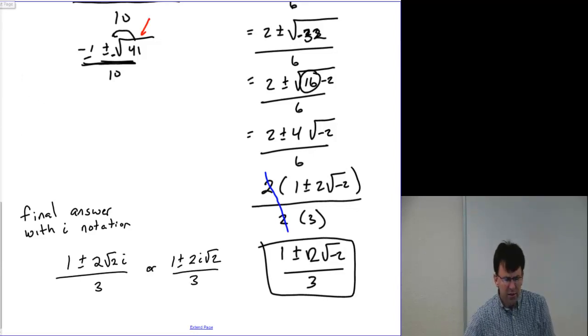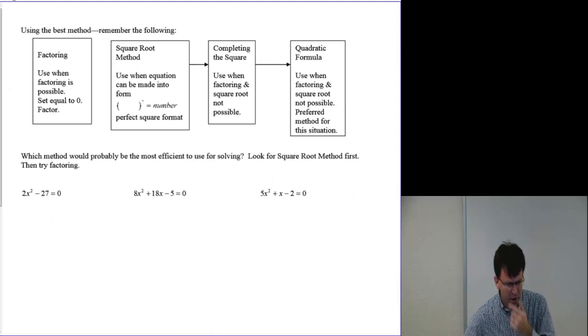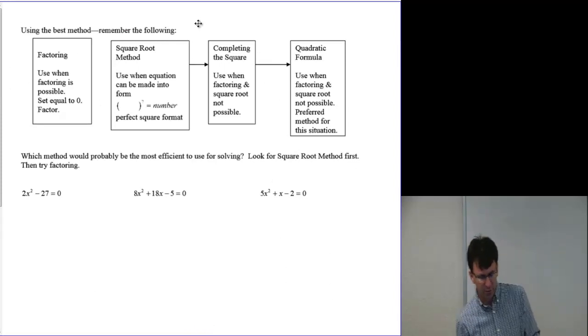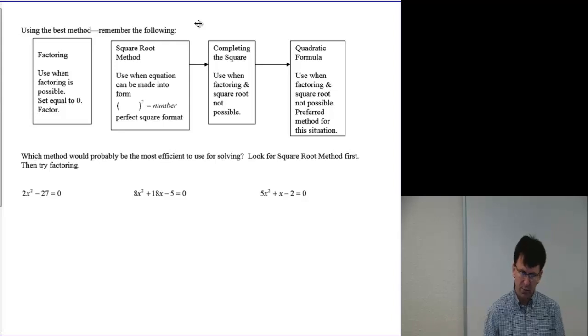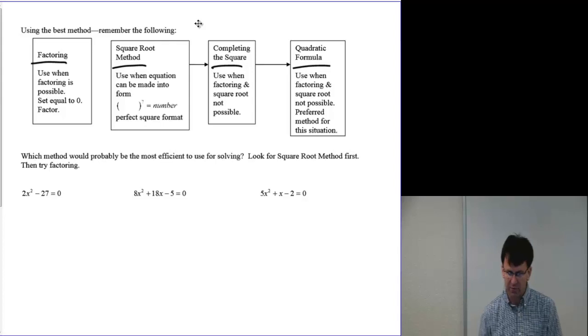Let's go to the next page and talk about some strategies on how we could identify which strategy will work best. Remember, we've gone over factoring, the square root method, completing the square, and the quadratic formula. Completing the square, remember, is just an extension of the square root method: if we see something quick, we can make a quick modification and make it square root methodable right off the bat.